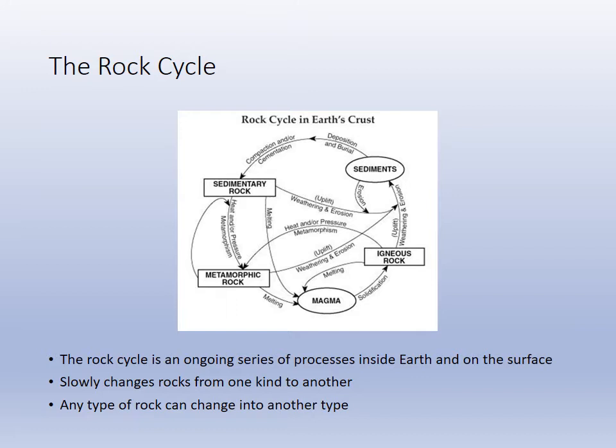So one rock can form into another type of rock when it's exposed to heat, pressure, or weathering and erosion with cementation or lithification. So rocks are always changing, and the rock cycle describes how these changes take place.